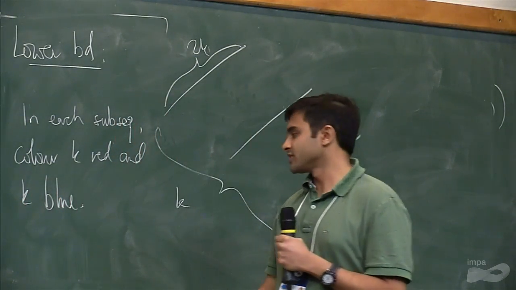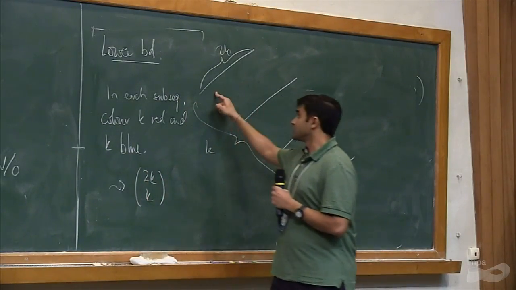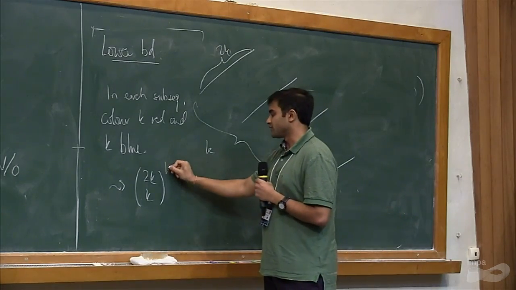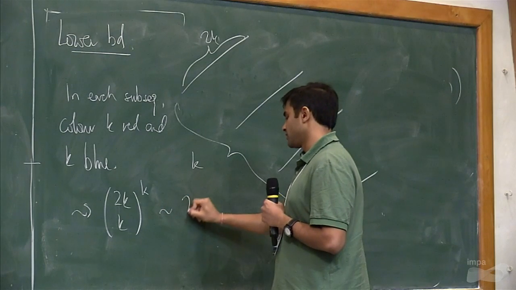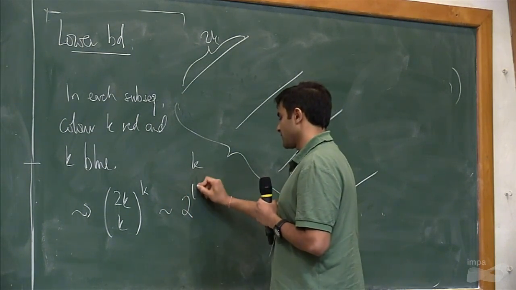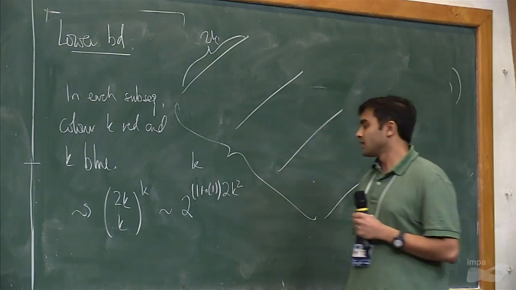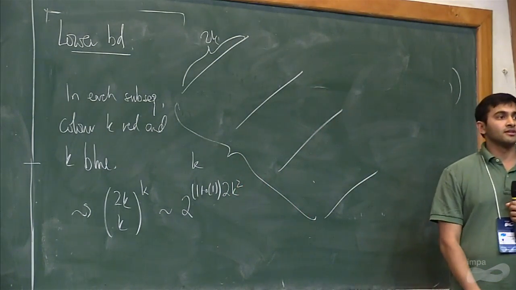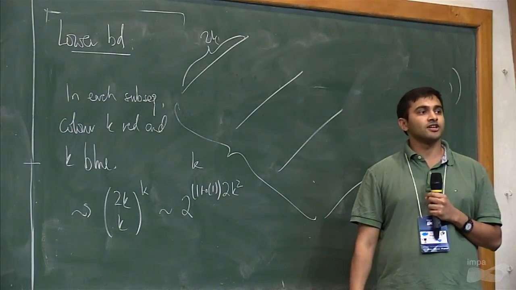Okay, so how many colorings does that give you? You have 2k choose k choices for each sequence, and you have to color k sequences this way, and so that is going to be 2 to the 2k squared, approximately, instead of the 2 to the k squared from the trivial construction.